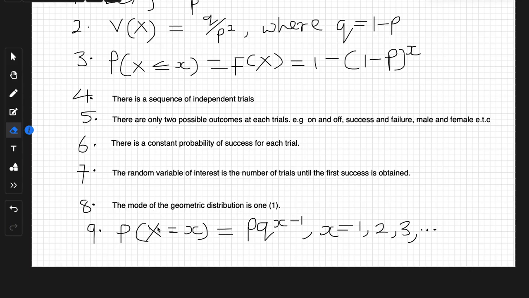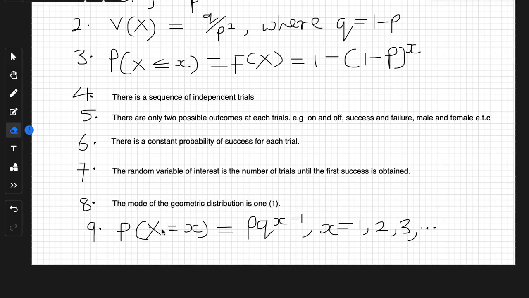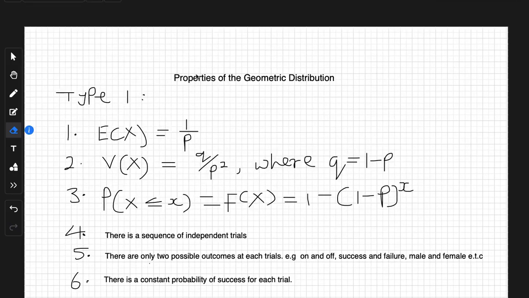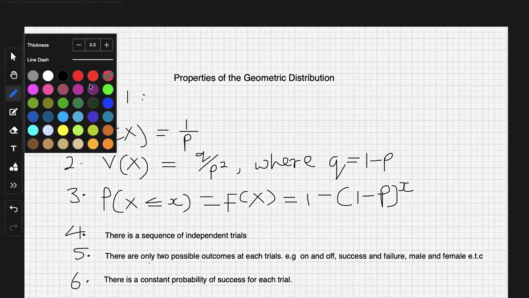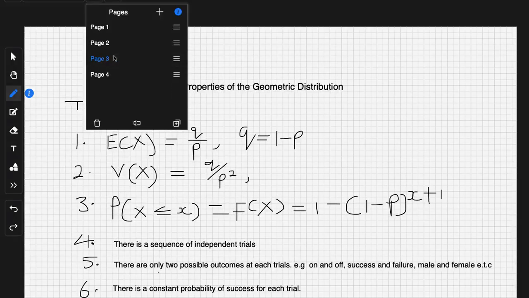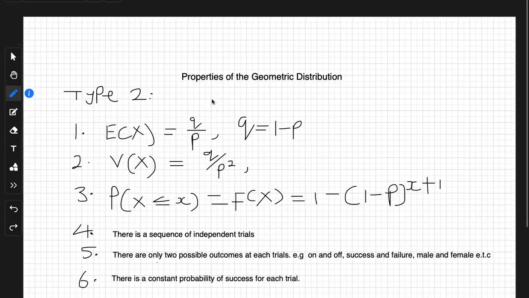And of course, the PMF, the probability mass function of the geometric distribution, is this one. That is when we are considering type 1, the first type of geometric distribution we have discussed. This is not a standard name for the geometric distribution. I have only used type 1 and type 2 to differentiate between the two.